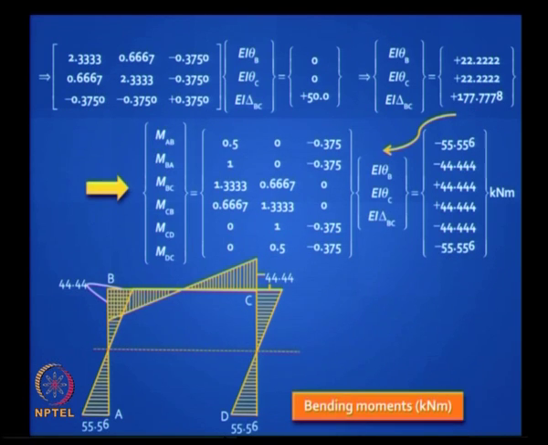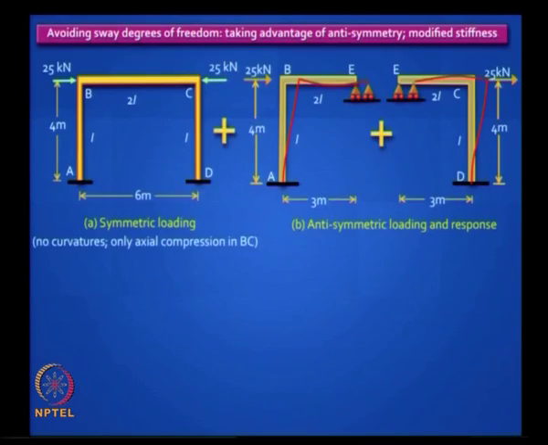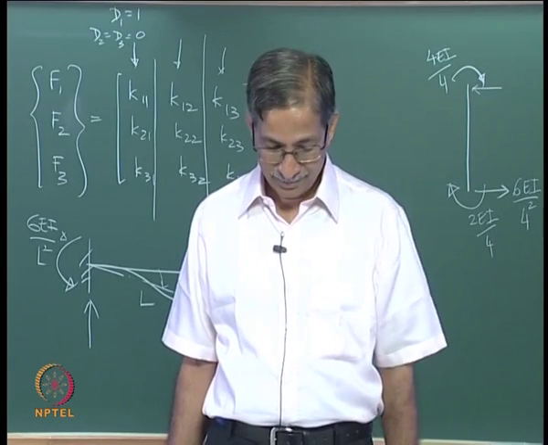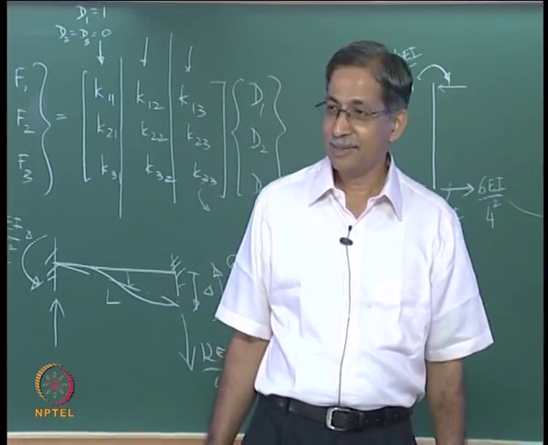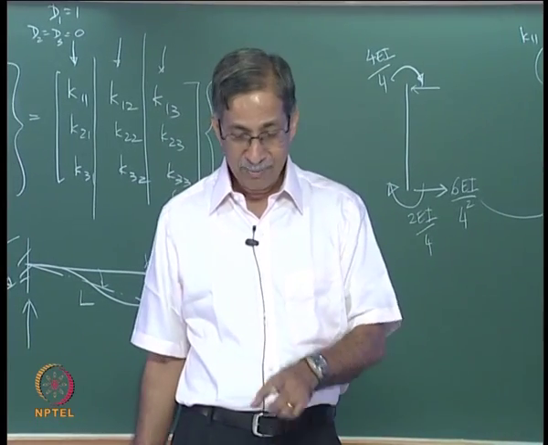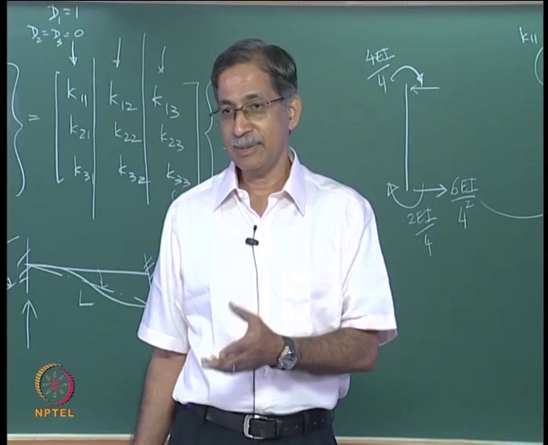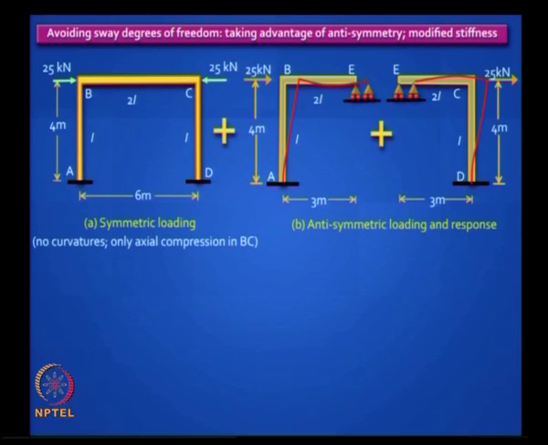So that gives you a clue. It is anti-symmetric and the moment at the middle of the beam is 0. So maybe we could have taken advantage of this anti-symmetry. How do we take advantage of it? You can do this, symmetry plus anti-symmetry, and when you cut it in the middle, because that is where your moment is 0, you can replace your original structure with this structure.